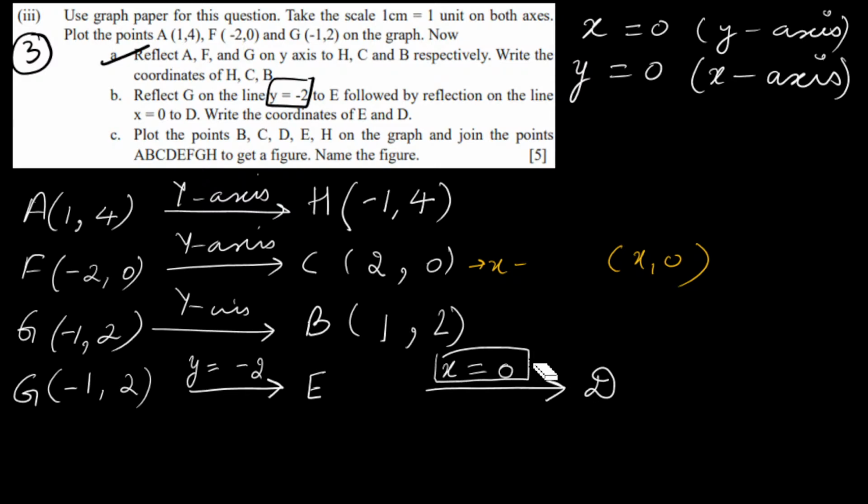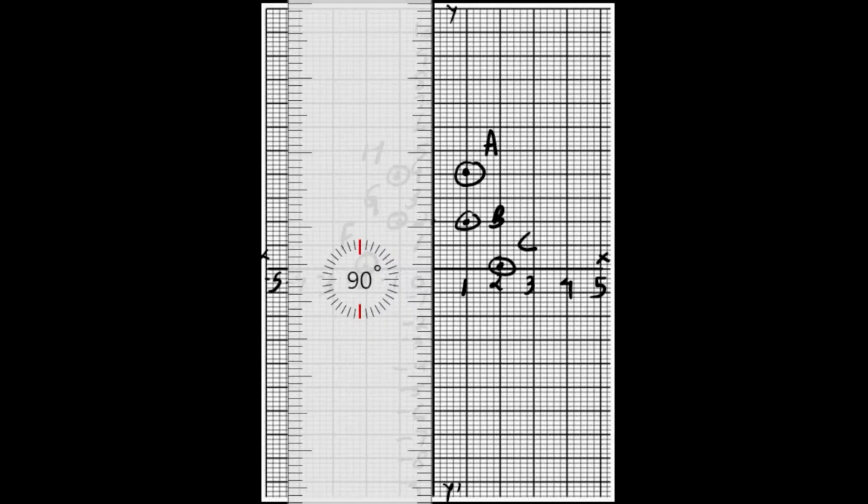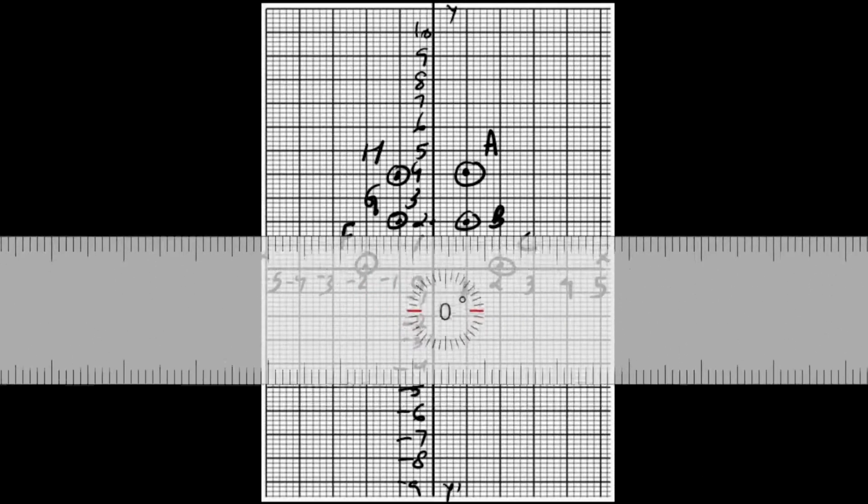In very different language they have mentioned. You have to do reflection in the line x is equals to 0. X is equals to 0 is nothing but it is y-axis. Okay, y is equals to 2, y is equals to -2, we will see where this line is. Y is equals to -2 will be a horizontal line parallel to x-axis and it will pass through this point.